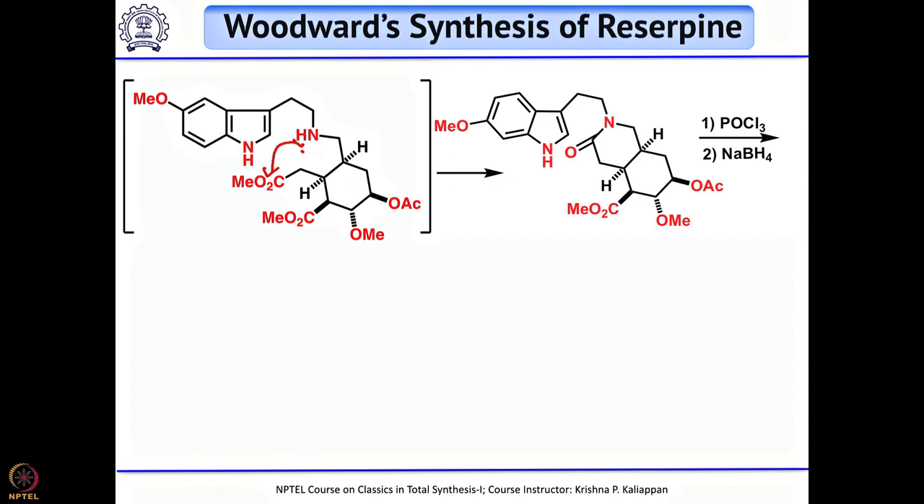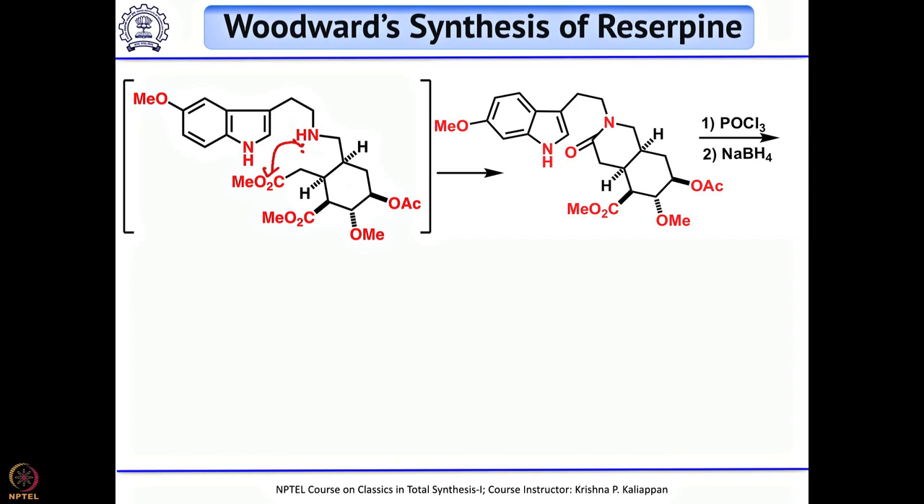So the C ring is ready, the D ring is ready, and the AB ring you started with the corresponding methoxytryptophan. Now we have to make the C ring. The C ring is the last ring to be made, and it has one chiral center. Based on the earlier reports, when you want to generate the chiral center, normally you get the other one.